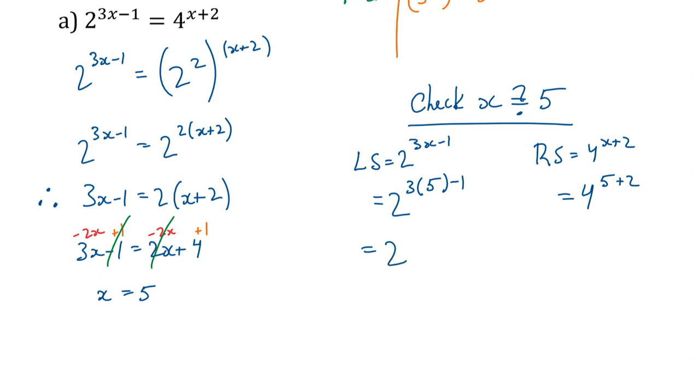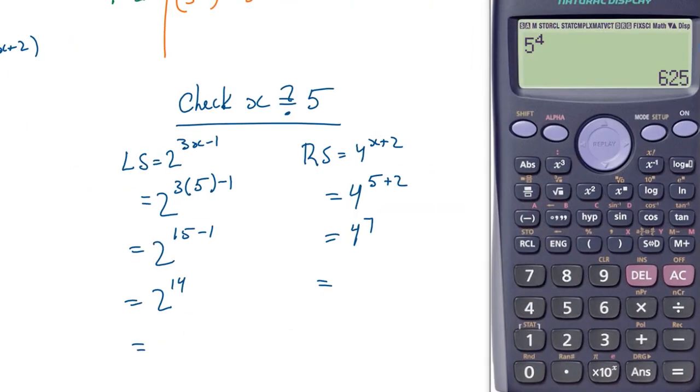So 3 times 5 is 15, minus 1, that's 2 to the 14. And 4 to the 5 plus 2 is 4 to the 7. And now I'm going to need my calculator for each of these. And 2 to the 14 is 16,384. And 4 to the 7 is 16,384.